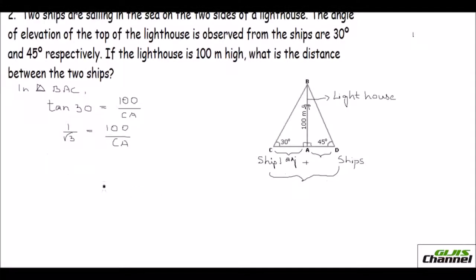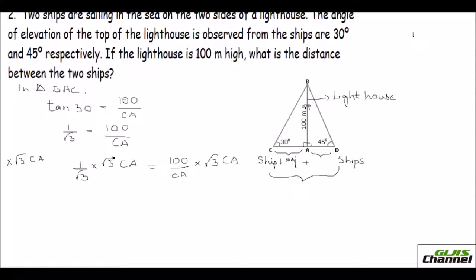Now I multiply on both sides. I'm going to multiply by root 3 CA, the denominators. Just multiply root 3 CA on either side. So what happens? You have 1 over root 3 here, and when you multiply root 3 CA on your left side, and on the right you already had 100 over CA, multiply this side also with root 3 CA.